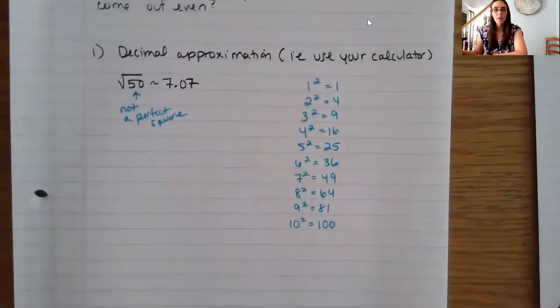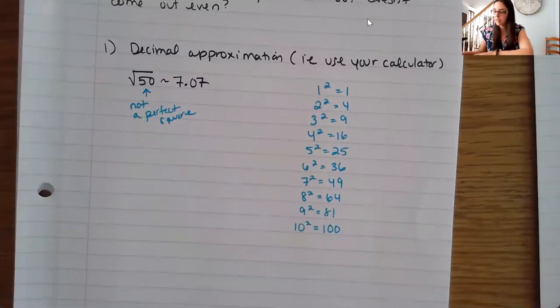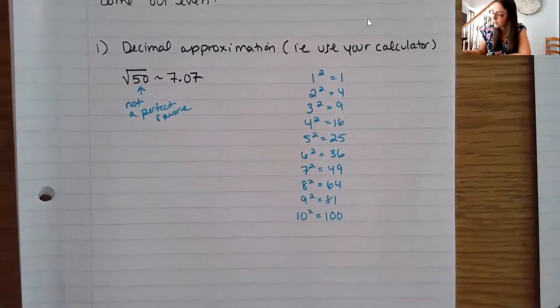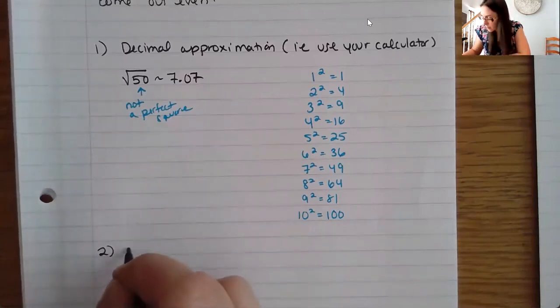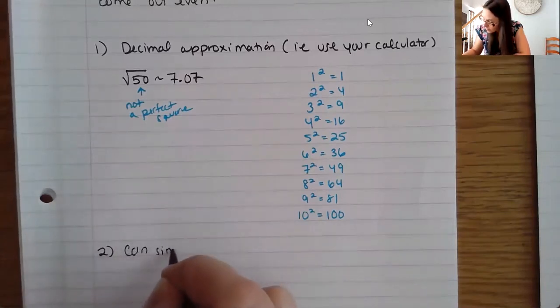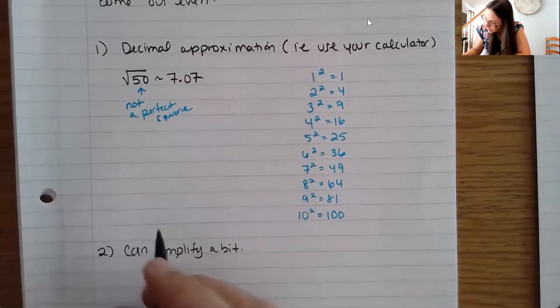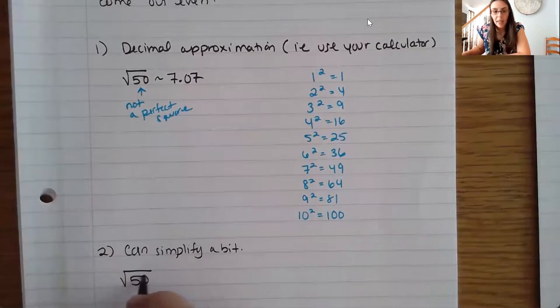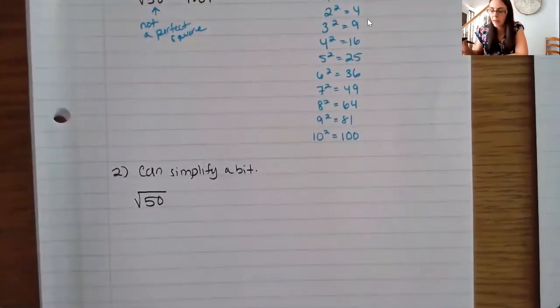Okay. So the first thing is, again, like I said, we can do approximations by hand, but they're quite tedious. And I think at this point, we should just use our calculator. But the second thing you can do is you can simplify a bit. So I'm going to use my same example here, and I'm going to show you a little trick for simplifying these roots. It's not going to be perfect, but it's going to be better.